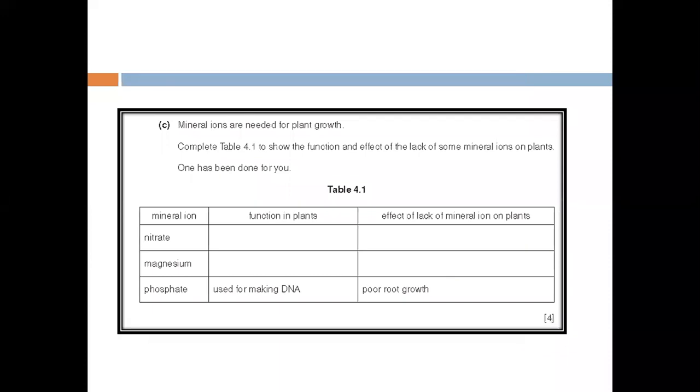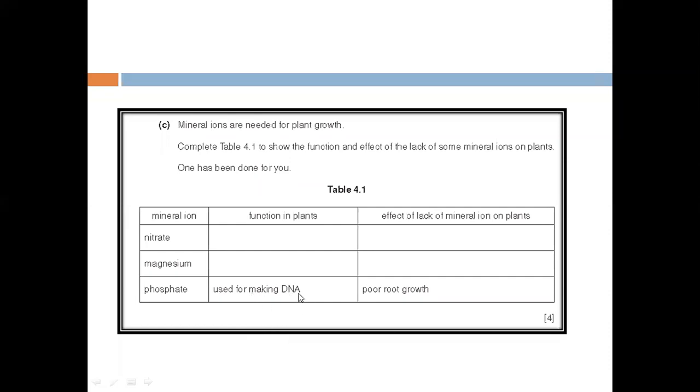Minerals ions are needed for plant growth. Complete table 4.1 to show the function and effect of the lack of some mineral ions on plants. The minerals given are nitrate, magnesium, phosphate, right? Phosphate is used for making DNA. If it is lacking in plants, there is poor root growth. The basic unit of DNA is nucleotide. If you study the structure of nucleotide, it consists of ribose sugar, nitrogenous base, and phosphate group.